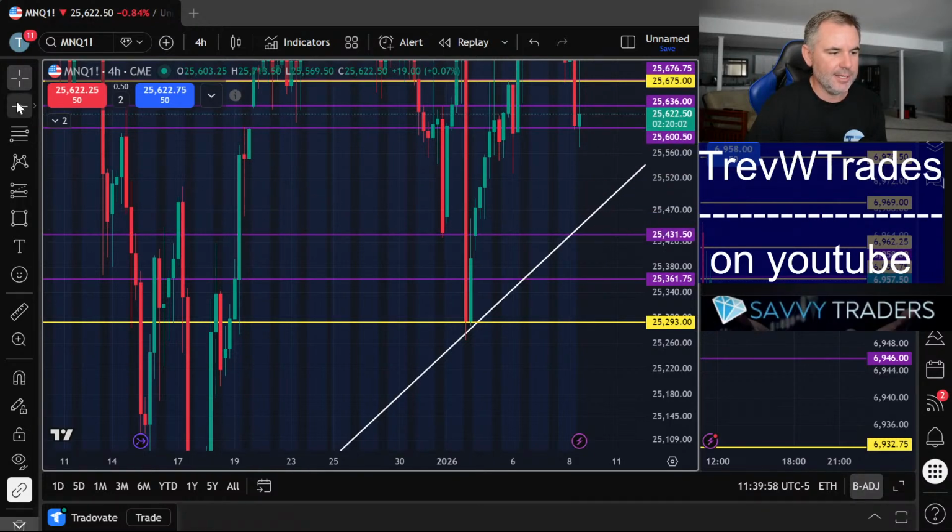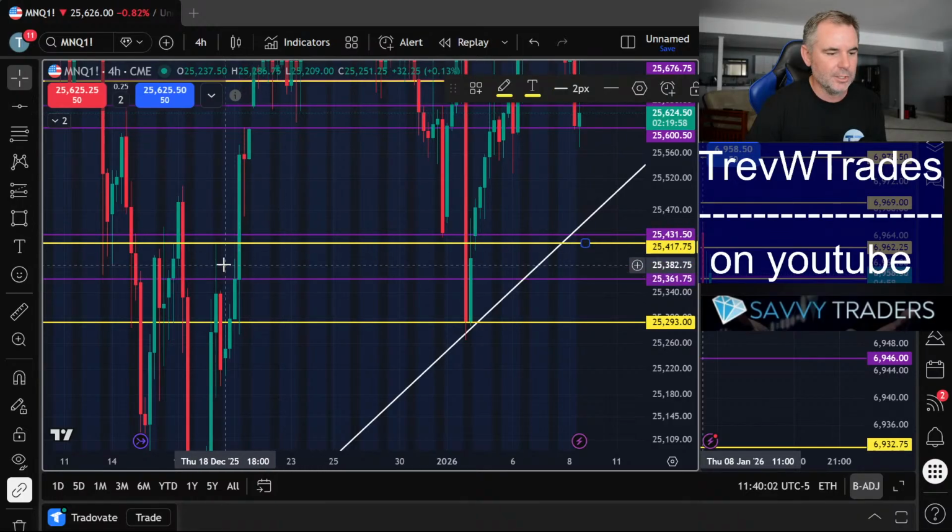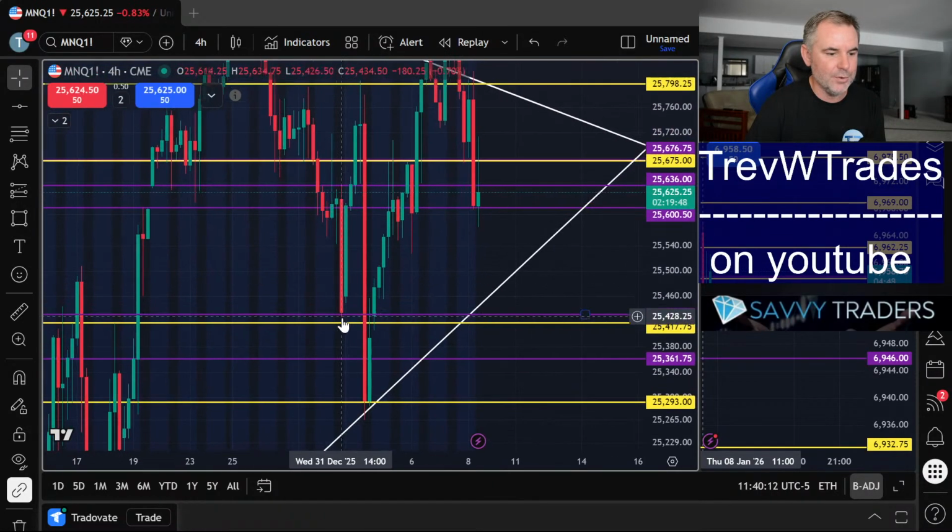So these are the areas that I like to mark out. We came up and struggled. Look at what happened the first time we came back to it. Boom, right? We didn't even touch it here and we shot back up. Look at that move. One, two, three massive green candles on the 4 hour time frame after coming back to this area where we struggled.